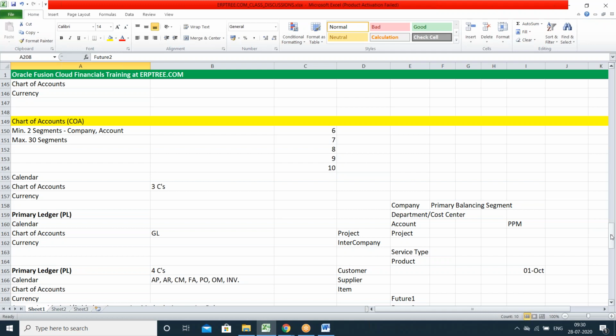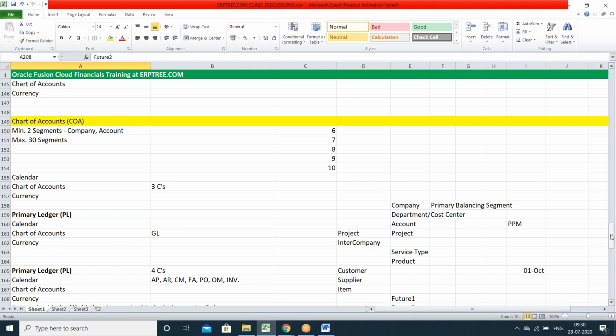So there will be several rounds of discussions and changes in the chart of accounts. First we'll create the draft chart of accounts only. Later, if any changes, we'll do them. That's how we'll finalize. Once we finalize, that will go into the solution. So these are the points we have to understand.